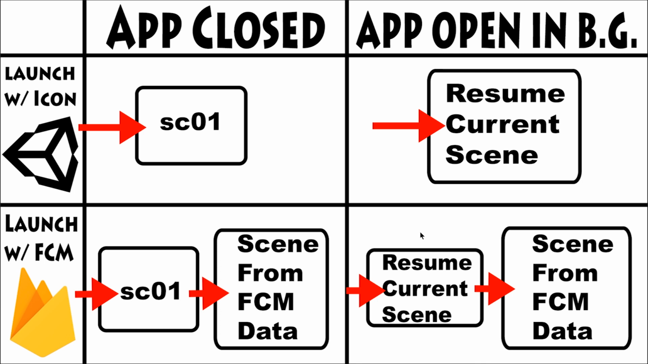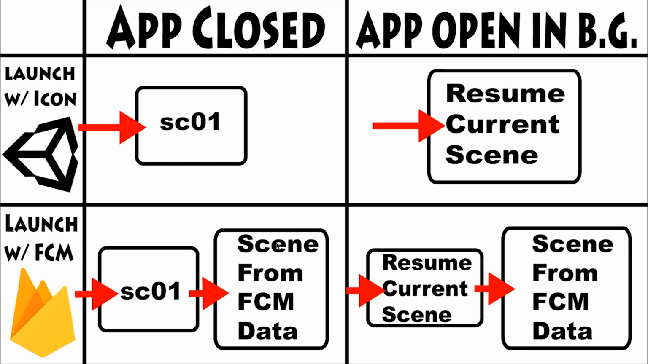Now, if our application is open in the background and we click on the FCM notification, we're going to want to resume the current scene, so whichever scene was already open before we closed it and put it in the background. And then from there, we'll extract that scene data, the scene that we want to load, and then we'll actually load that intended scene.